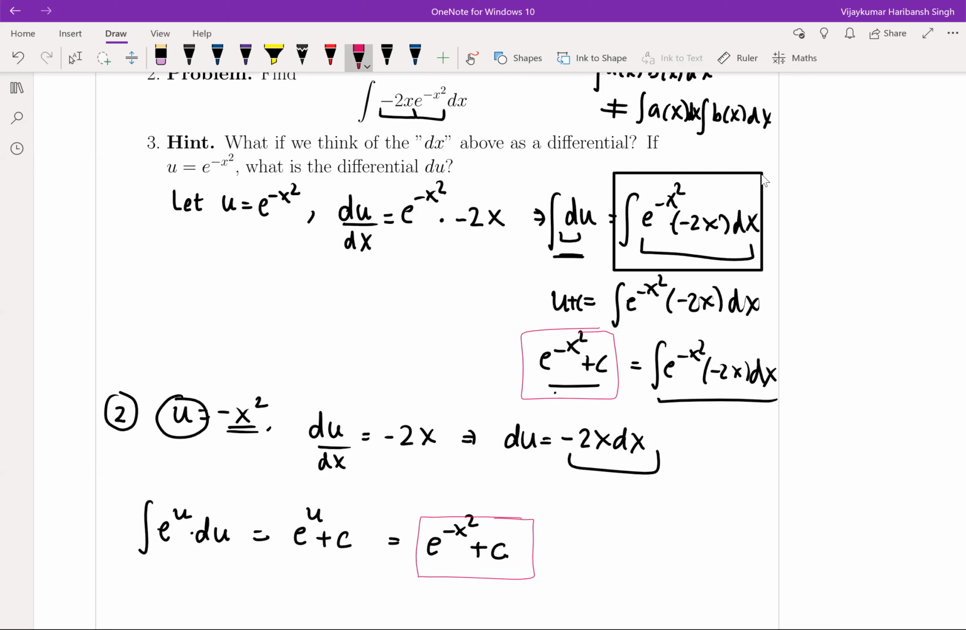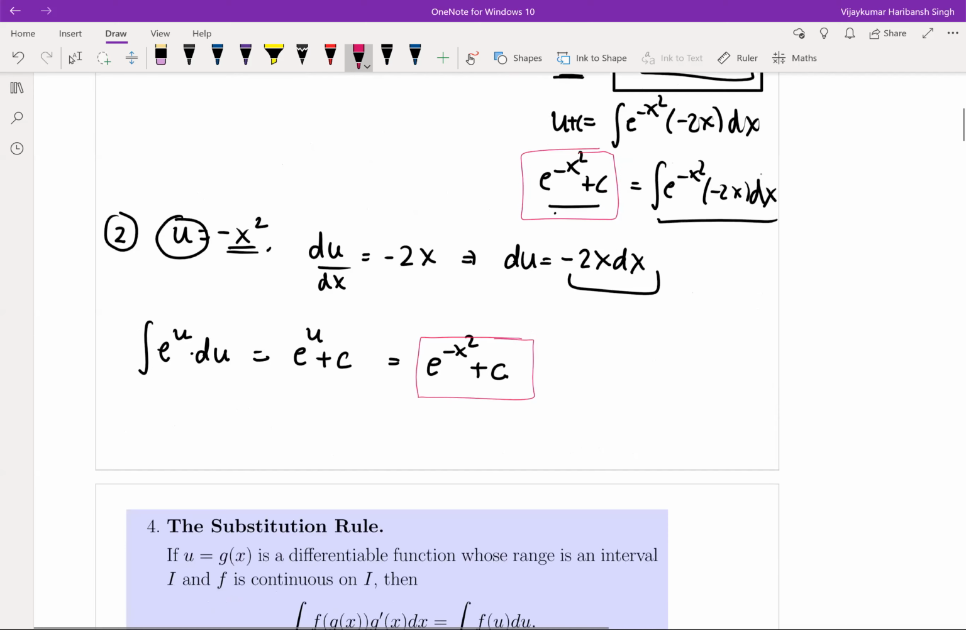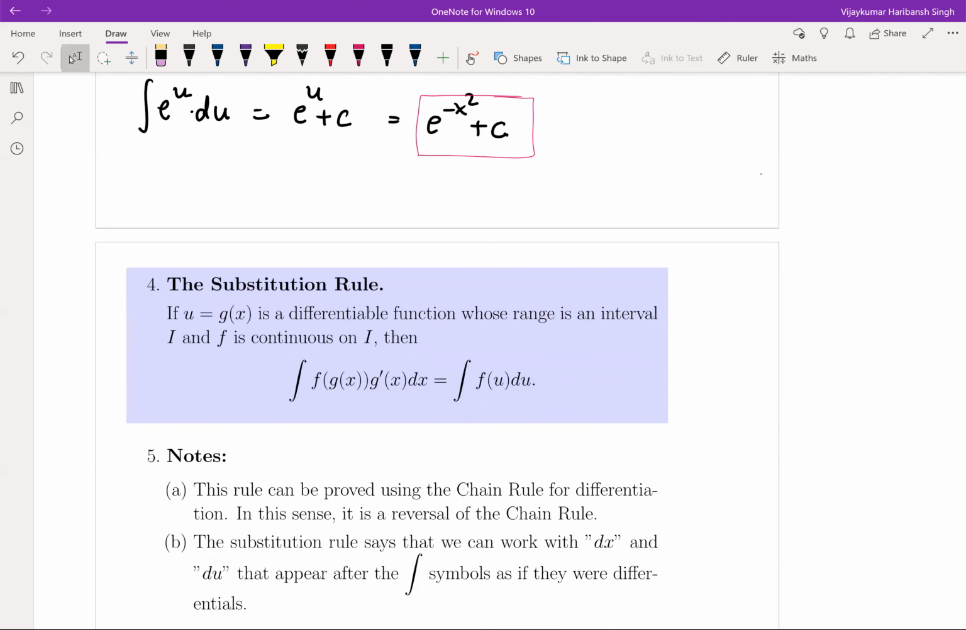So let's see, when do we decide to use the substitution rule? The substitution rule is an outcome of the following. Suppose you have u as a differentiable function of x, u equals g of x, whose range is an interval I, and f is defined on the interval I. This is to say that f of g makes sense. So the integral of f of g of x times g prime of x dx is the same as the integral of f of u du, right? So it looks like these two are going to be exactly the same thing, okay?